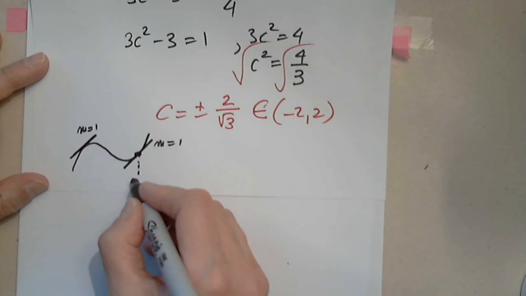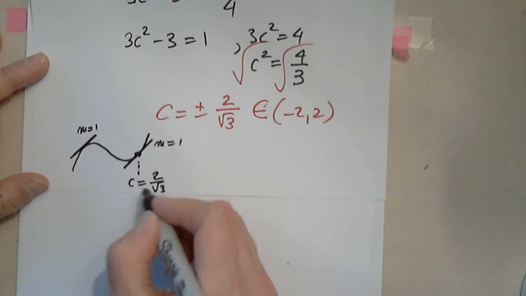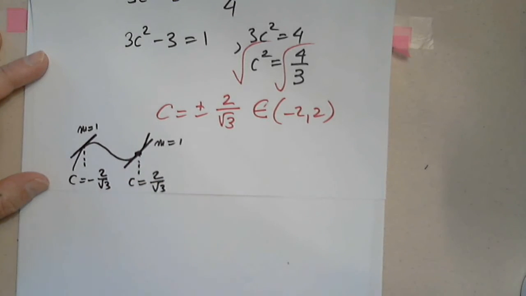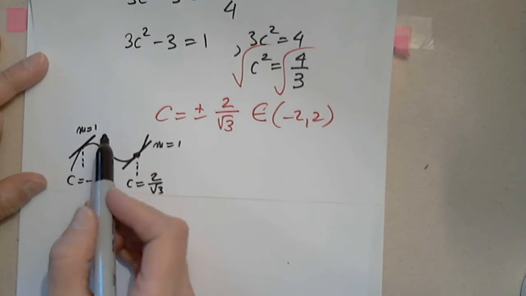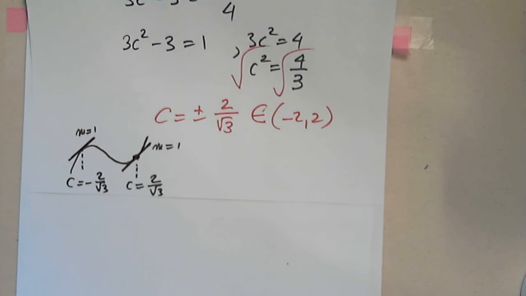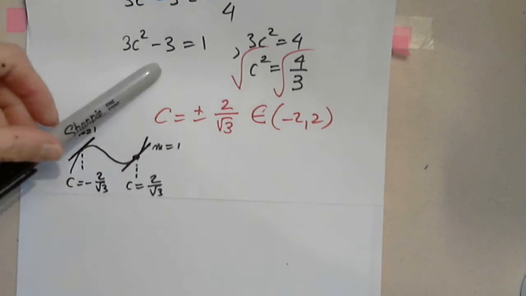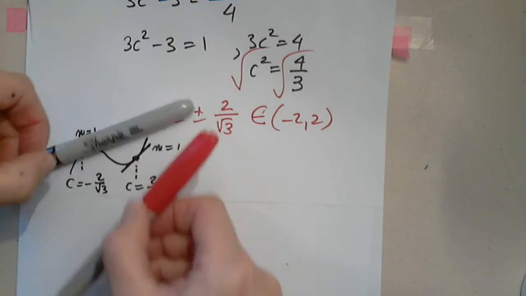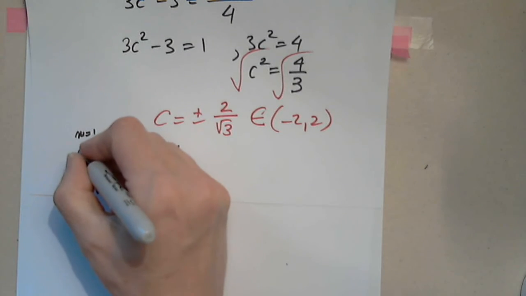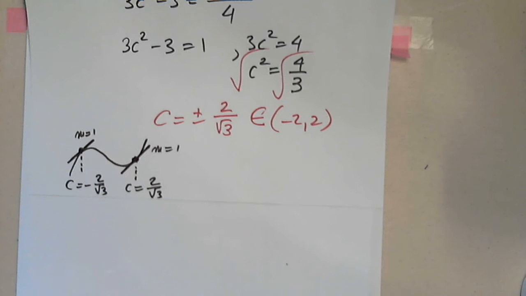One with c equals 2 over the square root of 3, and the other one with c equals -2 over the square root of 3. But the same slope. Very good question. Is that okay? These have to be parallel, having the same slope. Very good.